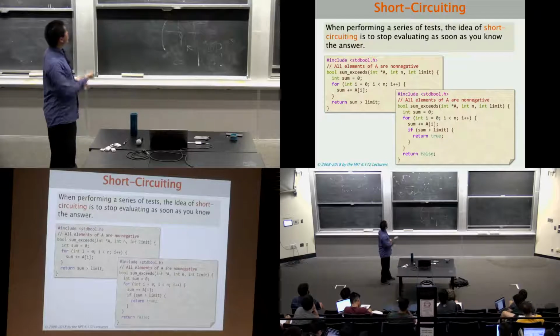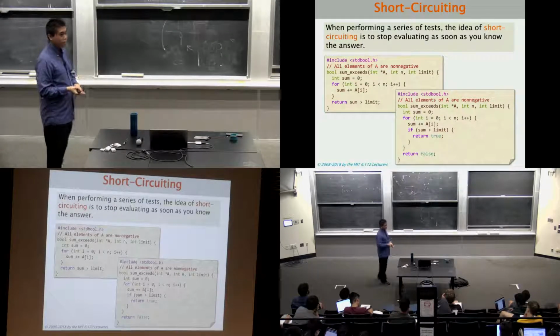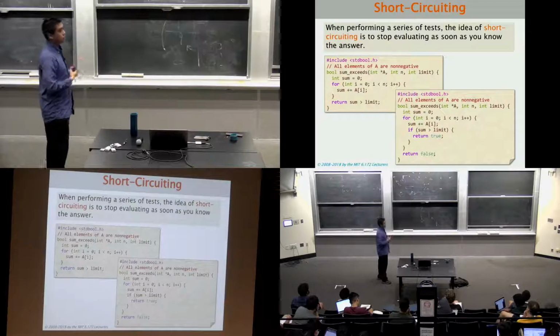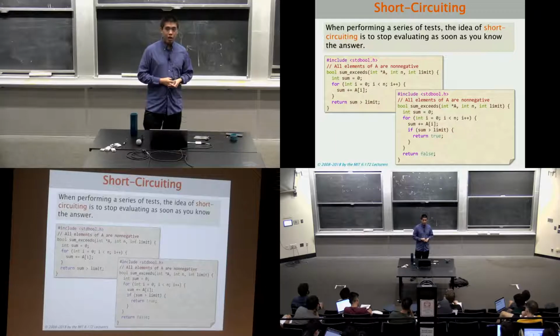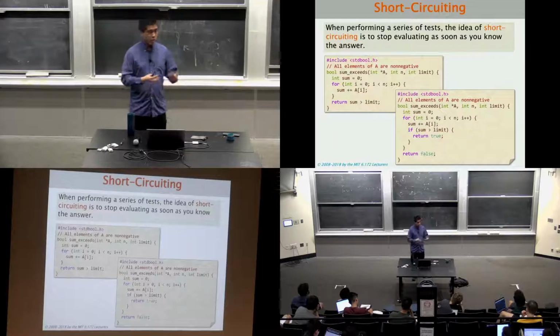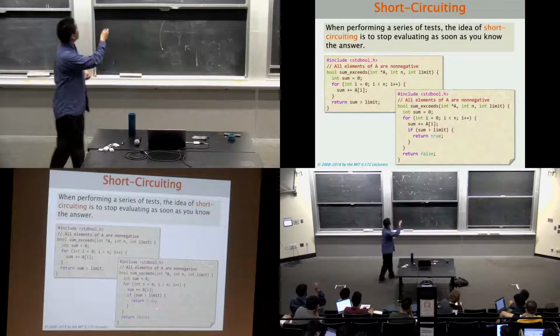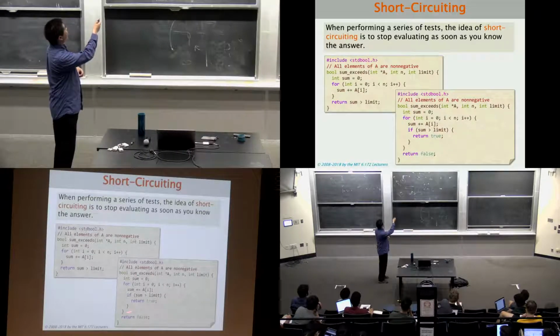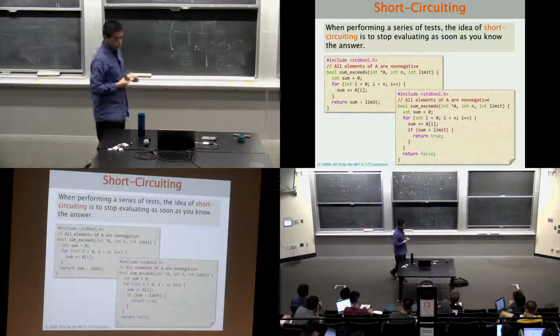And the idea here is that once you know the partial sum exceeds the limit that you're testing against, then you can just return true. Because at that point, you know that the sum of the elements in the array will exceed the limit because all of the elements in the array are non-negative. And then if you get all the way to the end of this for loop, that means you didn't exceed this limit, and you can just return false.